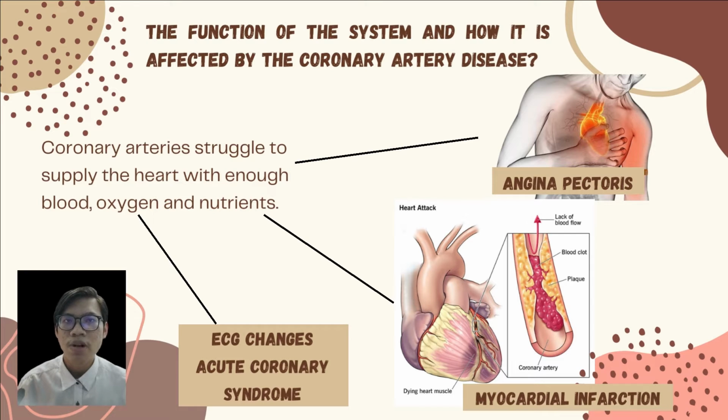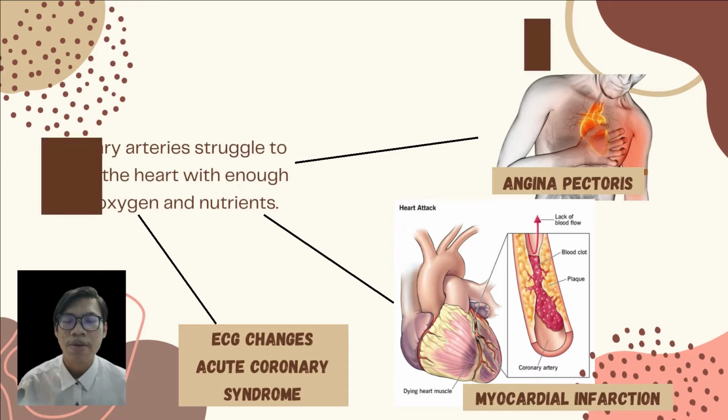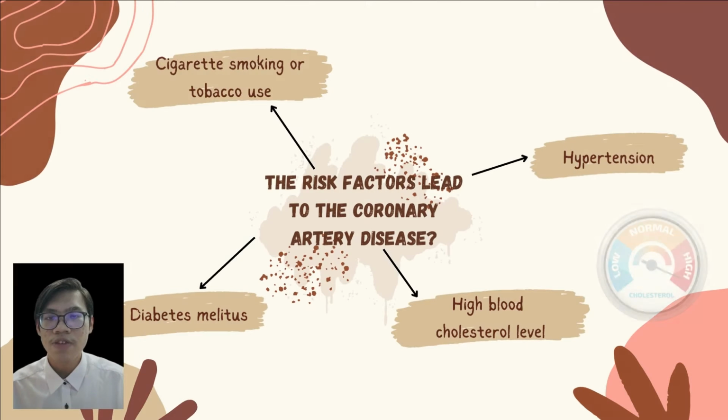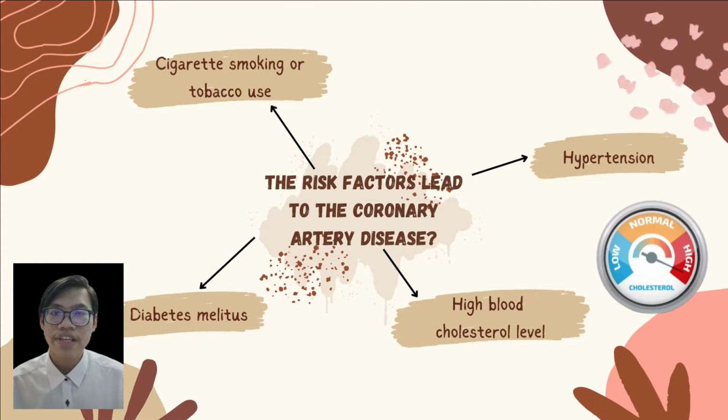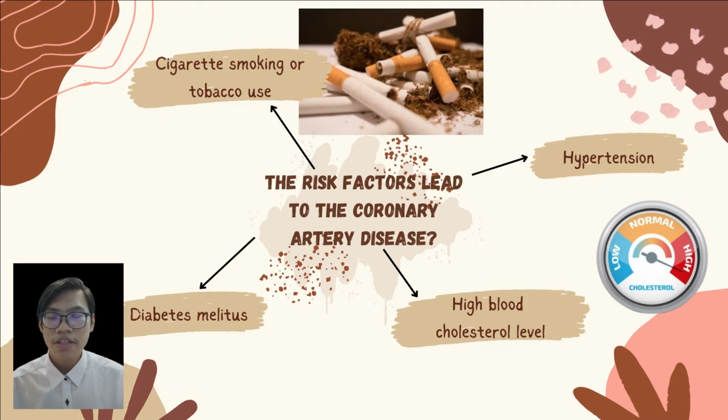Without treatment, this blockage can cause permanent heart damage, and ECG can reveal a sign of the syndrome and any associated heart damage. Let's proceed to the risk factors leading to coronary artery disease. First, studies show a direct link between cigarette smoking and coronary heart disease. Smoking, including during the teenage years, increases the risk of dying from coronary artery disease.